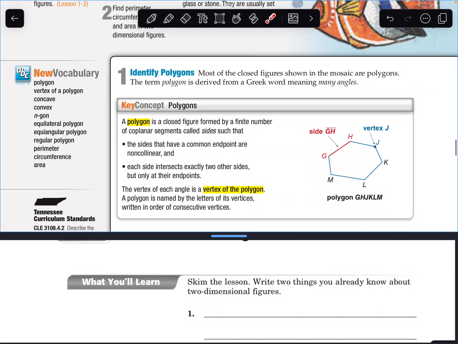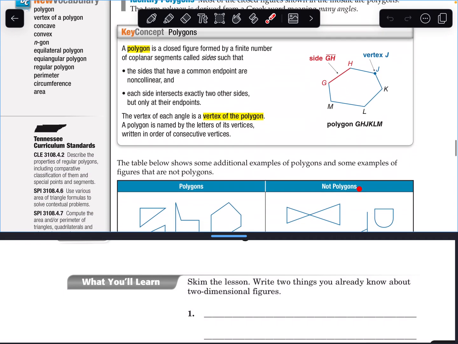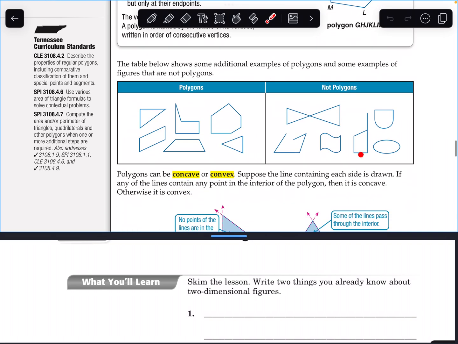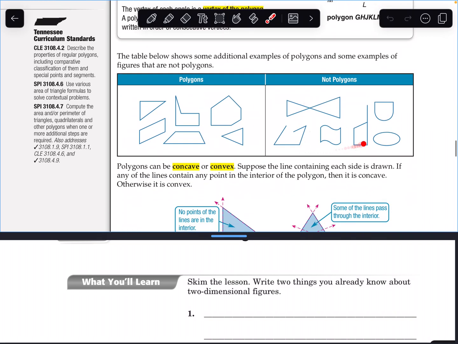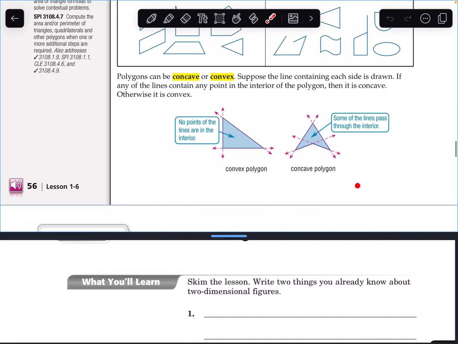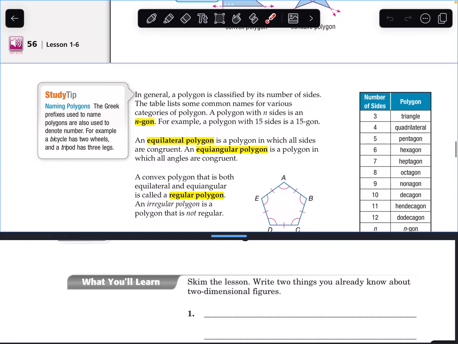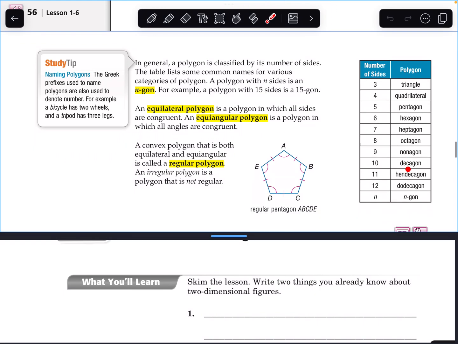Identifying polygons, polygon vertex. Here's a diagram. That's 1, 2, 3, 4, 5, 6 sides. Hey, that's a hexagon. Maybe we could name some polygons if we already know. Polygon versus not polygon. Okay, we'll make that distinction. Concave versus convex. Maybe you don't already know that. N-gon, equilateral. Oh, here's the full list of names. Maybe you already know some of these.